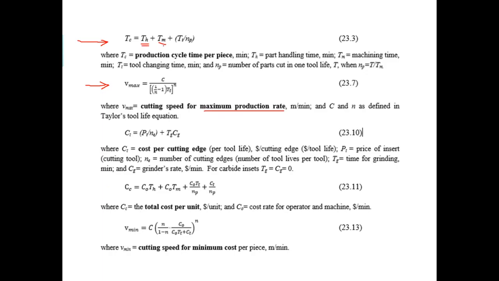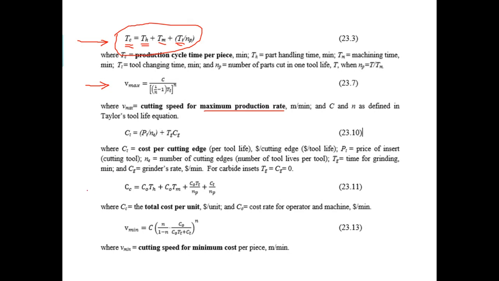If we have the values of workpiece changing time, machining time, and also tool changing time at hand, then we can get the value of cycle time right here. We take this equation from the equation sheet. And then what else we need to do? We are also asked to compute the cost per unit.